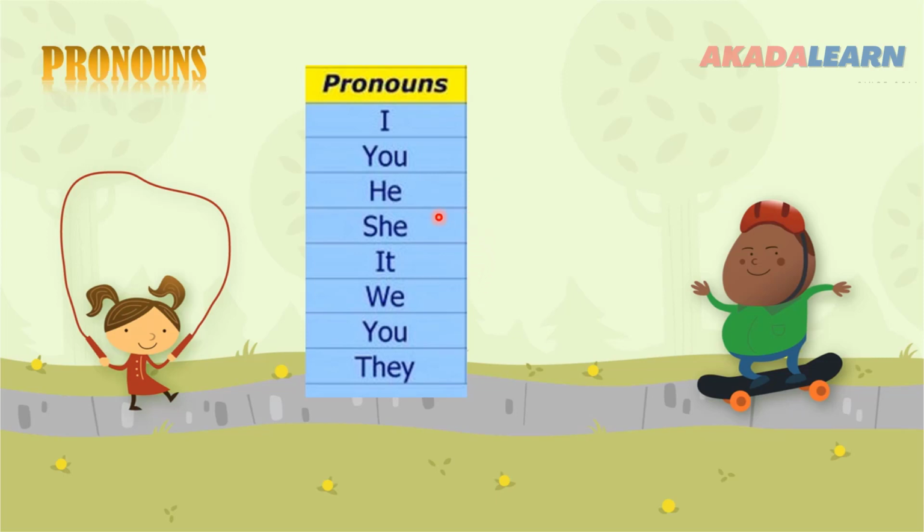Alright, same with she. Okay, you can say she looks strange, or she is walking across the street, or she is coming here now. So instead of using the name, for example, instead of saying Mrs. Joyce is coming here now, you can just say what? She is coming here now.